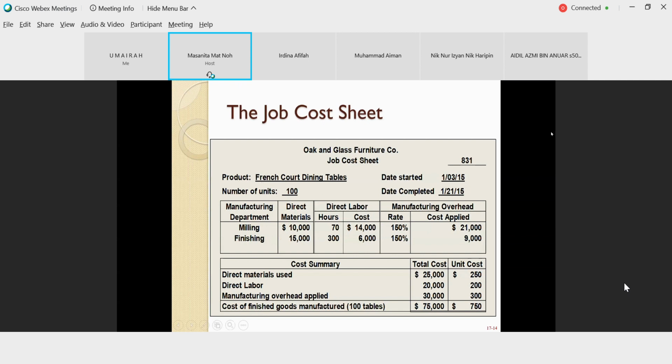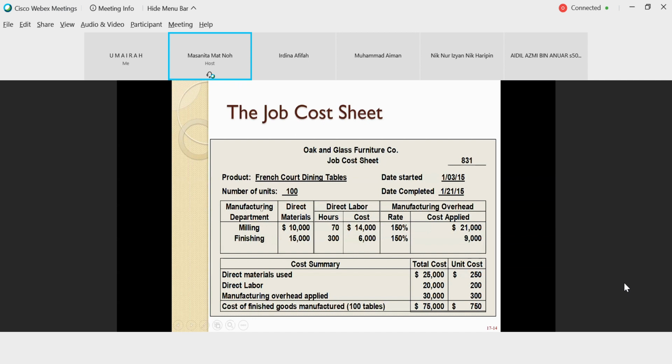Alright, the information yang ini saya rasa dia punya the document number je lah kan. Okay, tapi yang penting yang kena ada kat sini ialah the name of the product and then how many units you are producing. Okay, contohnya dia kata French pot dining tables. Okay, dining tables maksudnya furniture lah ni. Okay, so the date started and completed. So ini dia dah siap kan. This is the job cost sheet.